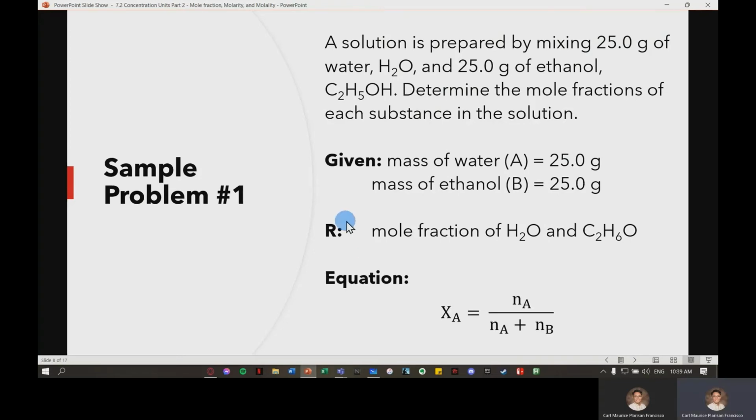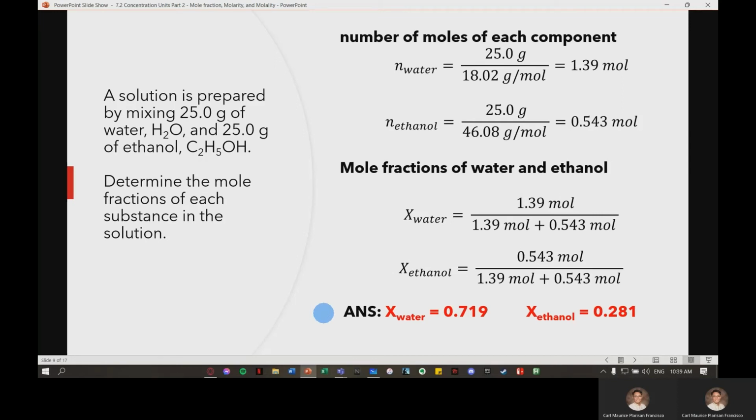I have the same given required equation. Number of moles of each component, just like I've done, I converted grams into unit mole first. And then I have the same answer and same solution, mole fraction for water, mole fraction for ethanol, 0.719 and 0.281 for water and ethanol's mole fraction respectively.